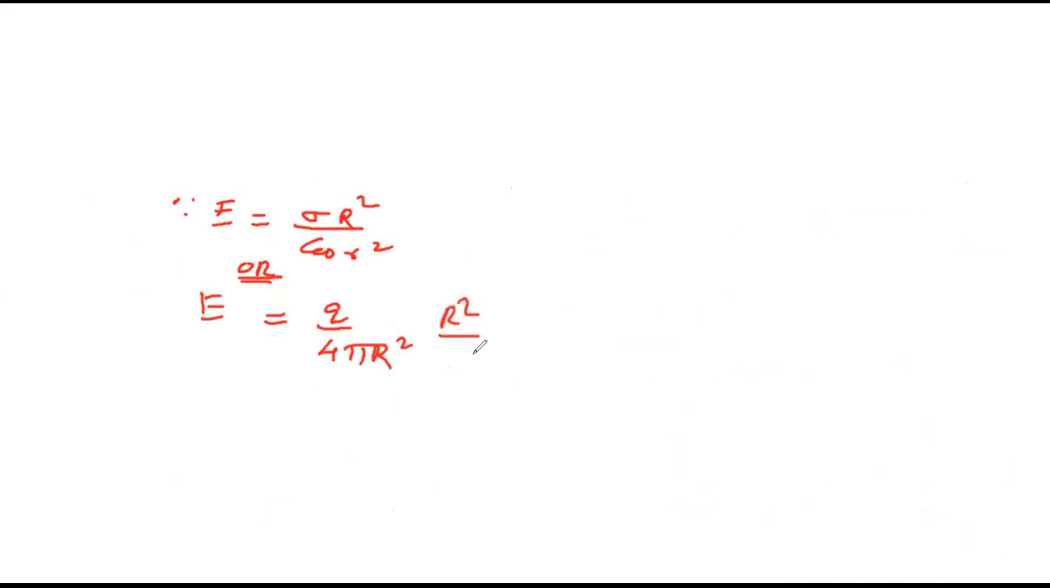So we got E is sigma capital R square upon epsilon naught r square. Or you can say E equals Q upon 4 pi capital R square into R square upon epsilon naught r square, which is the same as E equals 1 upon 4 pi epsilon naught, Q upon r square.